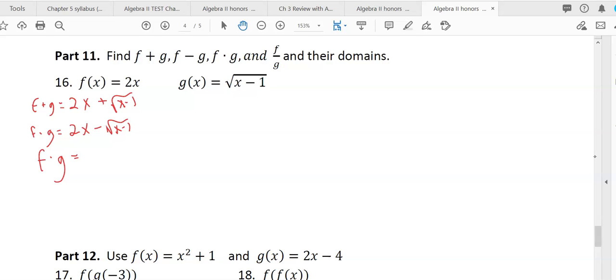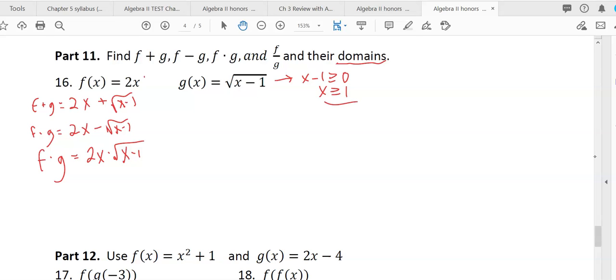So this will be 2x times square root of x minus 1. So it also mentions their domain. So what are the domains of these two functions? So the domain of this first function is all reals. The domain of this one, let's just figure that one out off to the side here. So that would be x minus 1 greater than or equal to 0. So x is greater than or equal to 1 when you solve that. So when you meld those two ideas together, all reals and x greater than or equal to 1, you get x greater than or equal to 1.